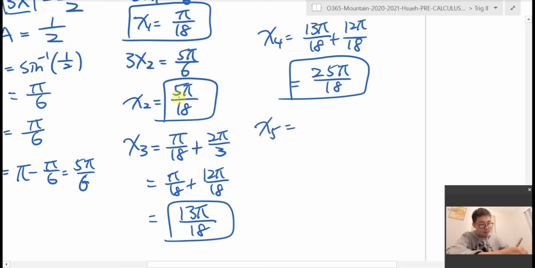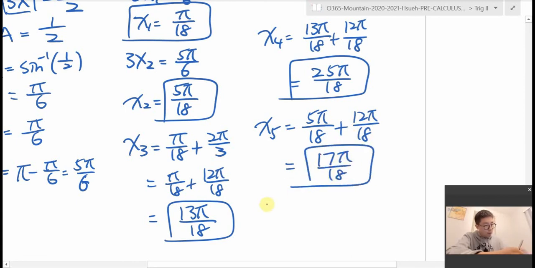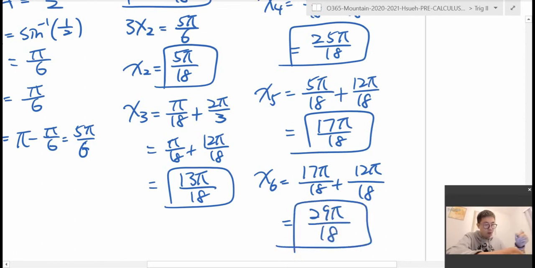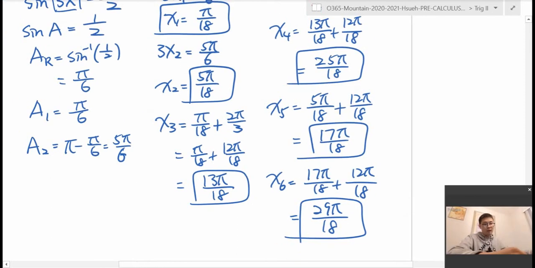However, we still have the second answer, x2, and we can find x5 from x2. Taking the answer from x2, same thing, add the period. I know the period is 12 pi over 18, which gives me 17 pi over 18. So there's my fifth answer. For my final answer, x6, I take 17 pi over 18 and again add a period, 12 pi over 18, and you get 29 pi over 18. If you add another period, you go outside of the domain, which means we don't need it. So there you go, 6 answers, as we expected.